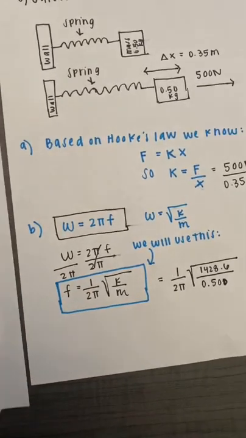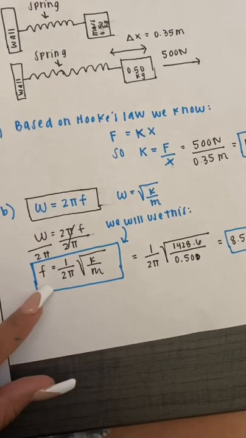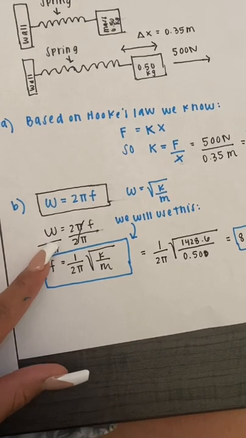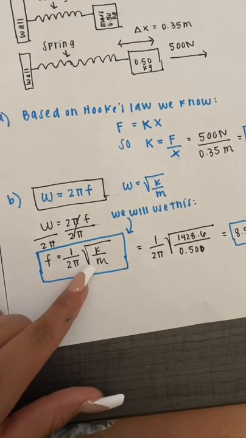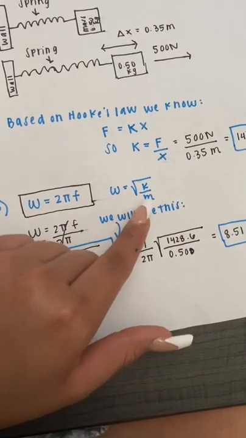I'm going to go ahead and repeat that though. So we're going to start with this equation. We solve for f, and from this we get f equals the angular frequency divided by 2 pi, which would be 1 over 2 pi times the square root of k over m. And we know that the angular frequency is equal to that.